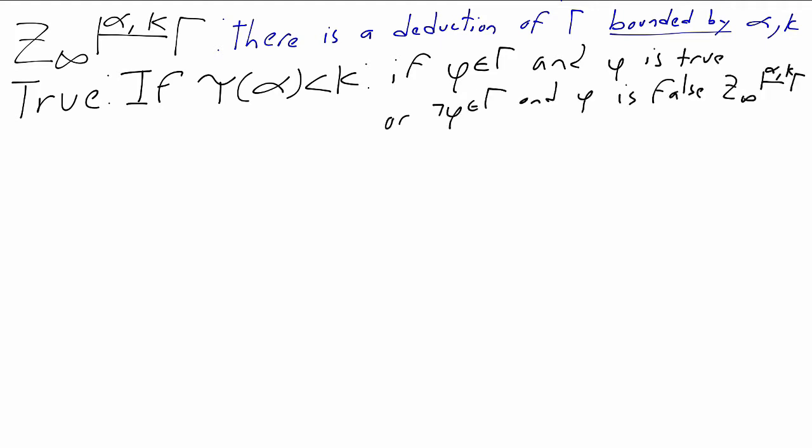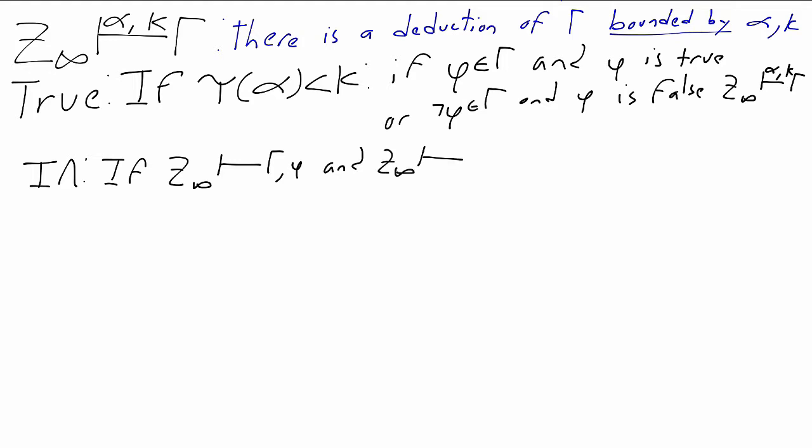We can deduce the true rule with any bounds that satisfy the requirement that tau of alpha is less than k. Consider the and introduction rule. When can we deduce gamma with phi and psi with the bounds alpha, comma k? To deduce gamma with phi and psi, we should have a deduction of gamma phi and a deduction of gamma psi. And to deduce phi and psi with bounds alpha, k, the deductions of phi and psi should be smaller. They should have smaller bounds. And that should be reflected in the ordinal.